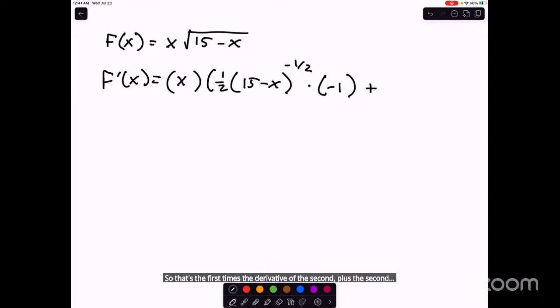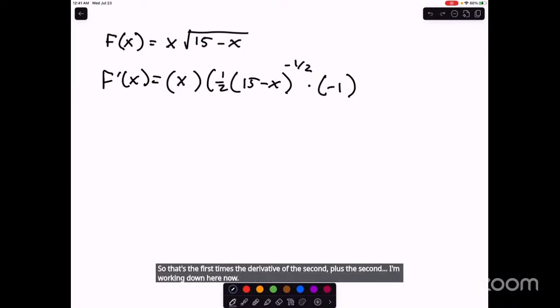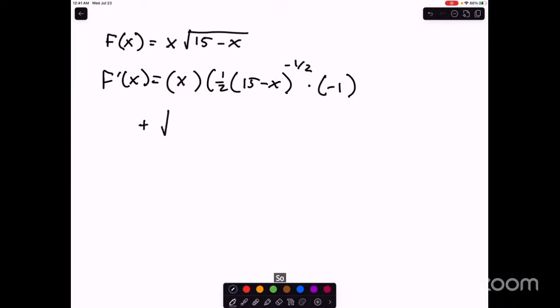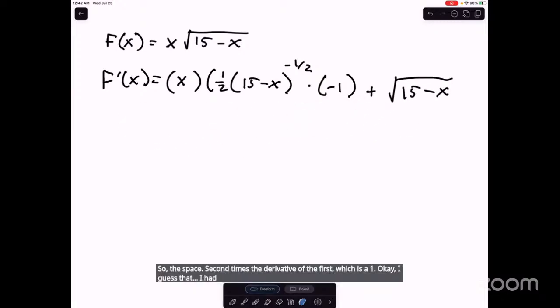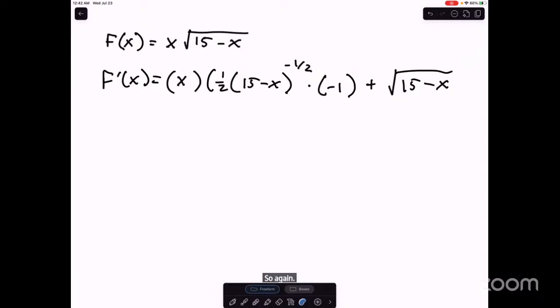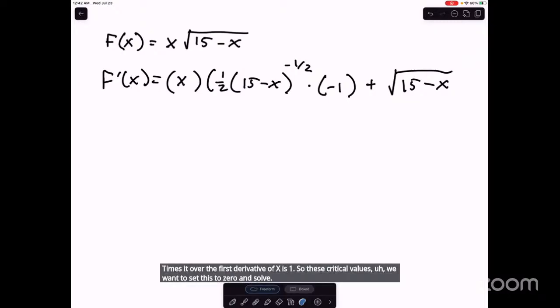Second times the derivative of the first, which is 1. So again, the first times the derivative of the second plus the second times the derivative of the first. The derivative of x is 1. So for these critical values, we want to set this to 0 and solve.